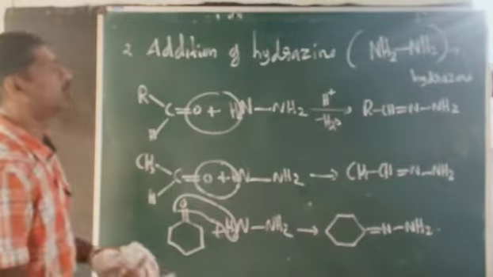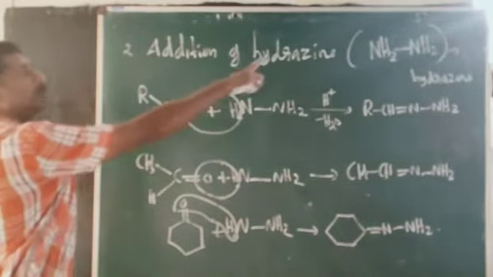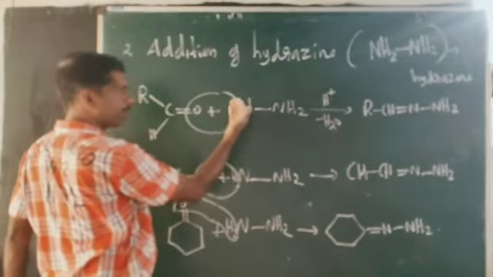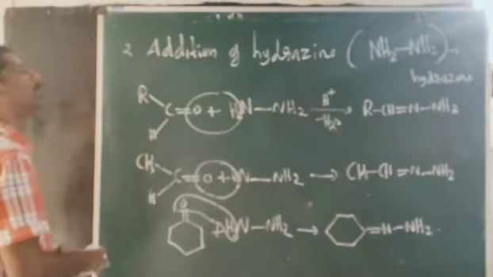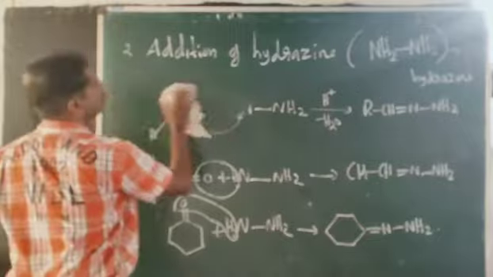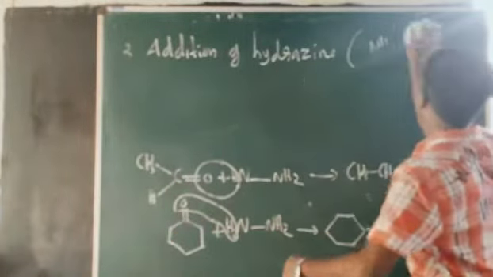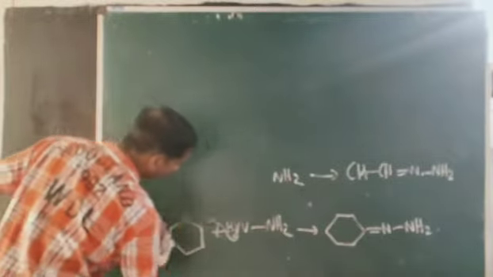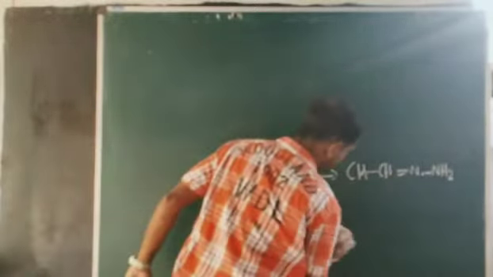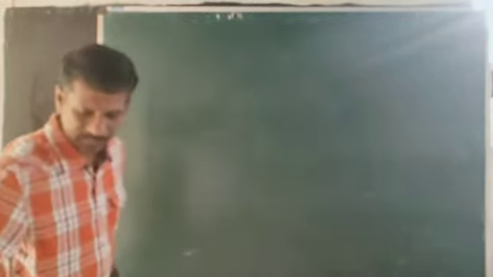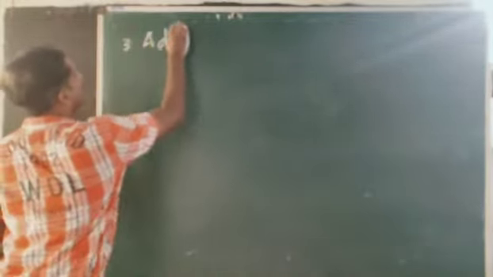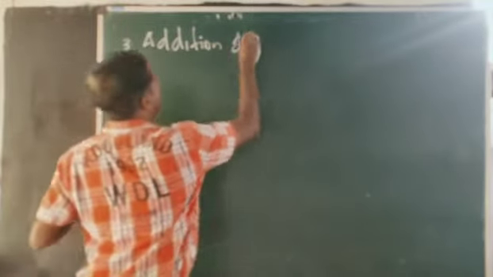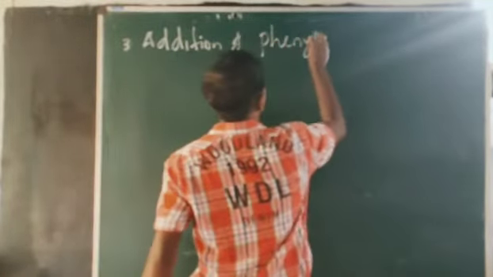So hydrazine is NH2-NH2. Keep it in mind: when you write NH2 on one side and H2 on the other, H2O will be eliminated, and the product name is hydrazone. Now the third one. These are all ammonia derivatives. First one is addition of hydroxylamine, NH2OH. Second one is addition of hydrazine, NH2-NH2. Third one is addition of phenyl hydrazine.